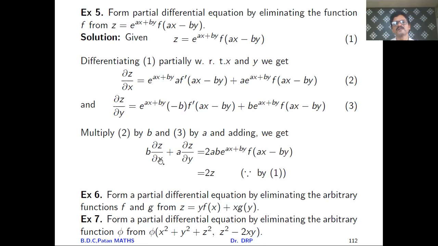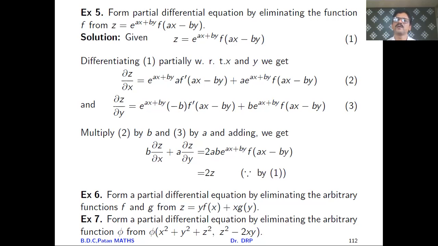So if you observe here this obtained equation, b ∂z/∂x plus a ∂z/∂y is equal to 2ab into z, which is free from f. Means this obtained equation is a partial differential equation which we obtained by eliminating the arbitrary function from this relation. So in my sense, if you understand here the solution of this problem also.